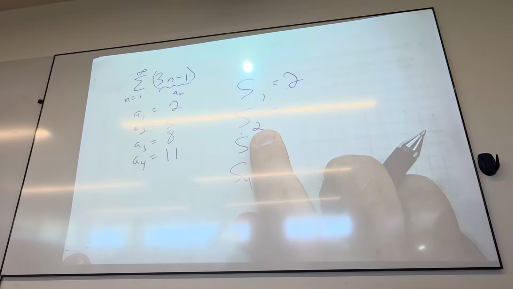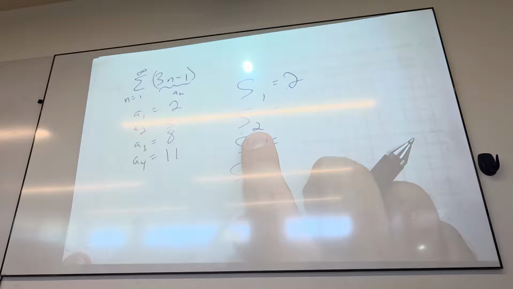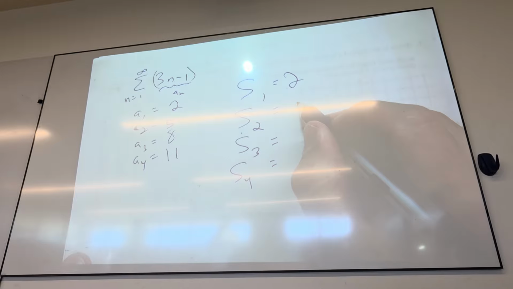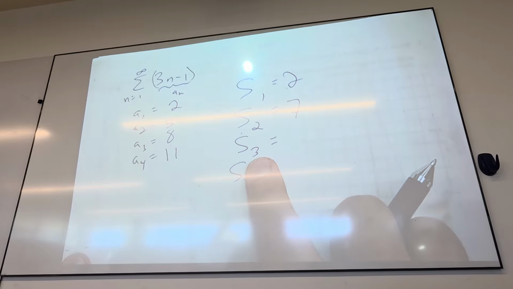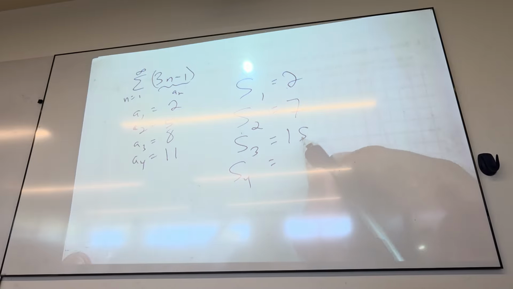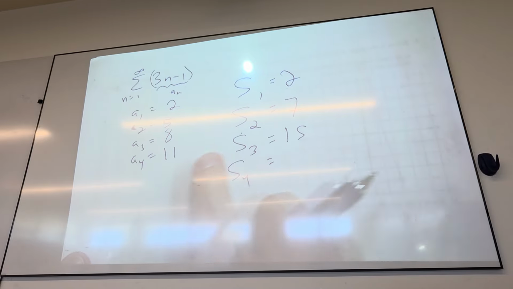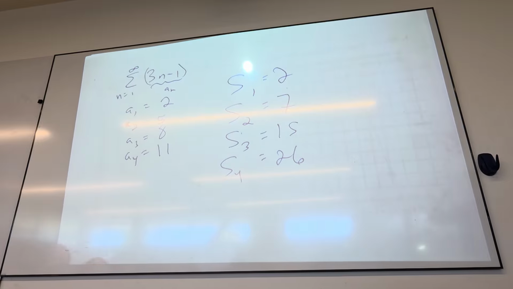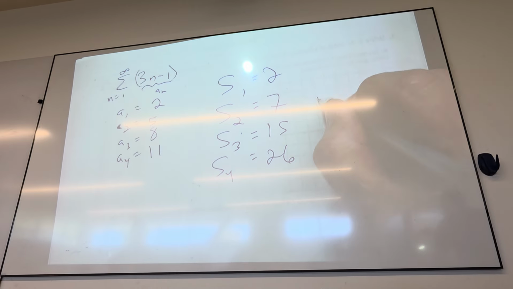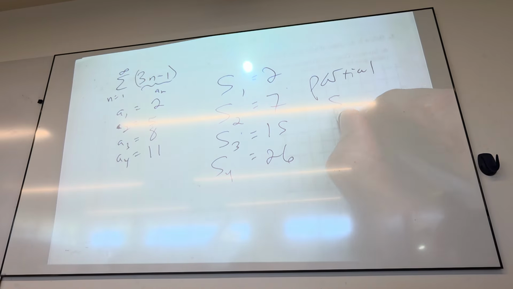How do we get S2? So now I want to add up the first two elements. 15? 26. I like it. You guys with me? Okay. So those are partial sums.